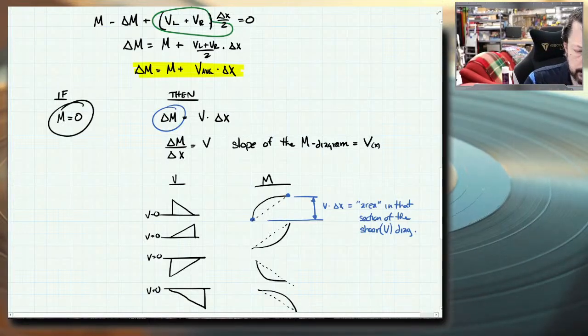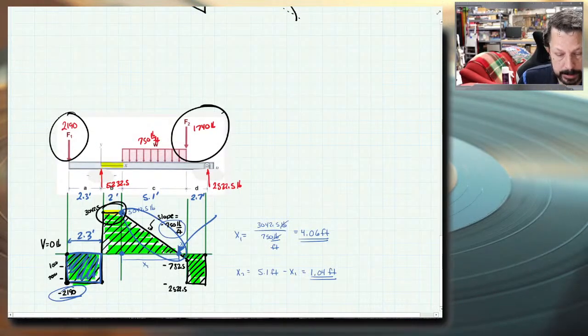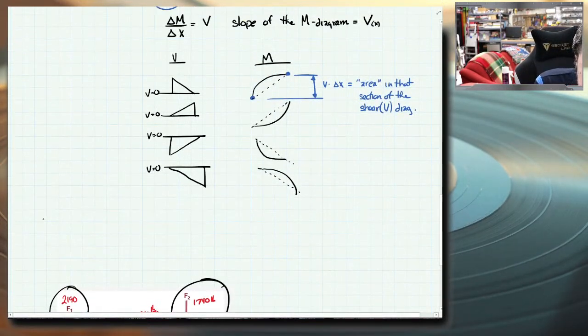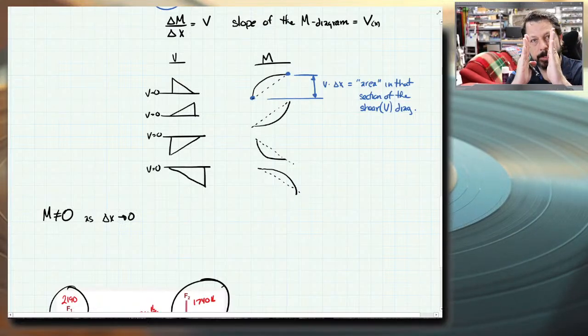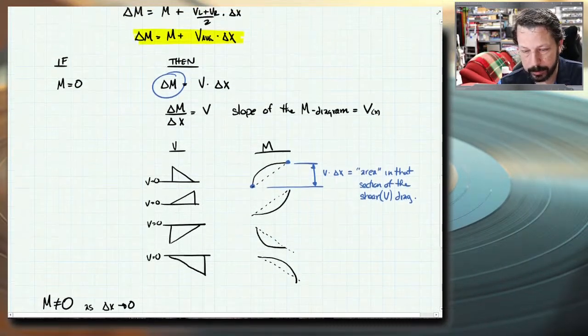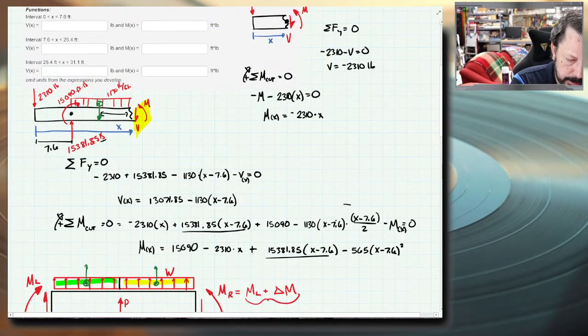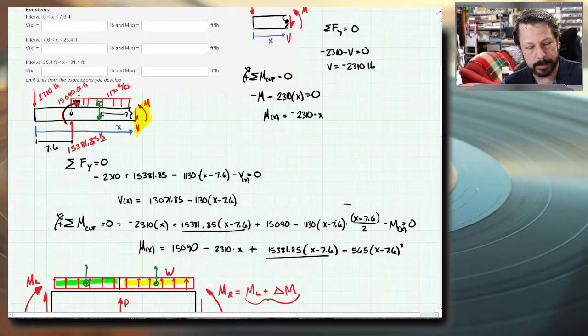So remember, all of that was predicated on there's not a concentrated bending moment there, but what if there is? So maybe we have one little line here. M does not equal 0 as delta X approaches 0. So we get narrower and narrower to the point where we're at exactly the point where the bending moment occurs. It doesn't matter all the other things that are occurring there, but we're narrowing down on the point where the bending moment is.